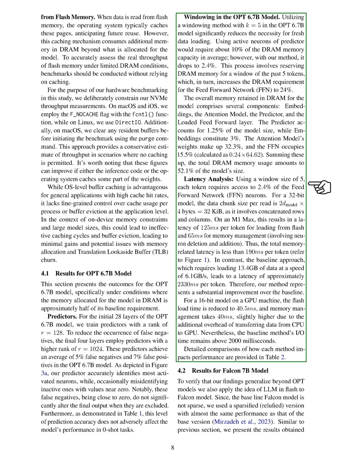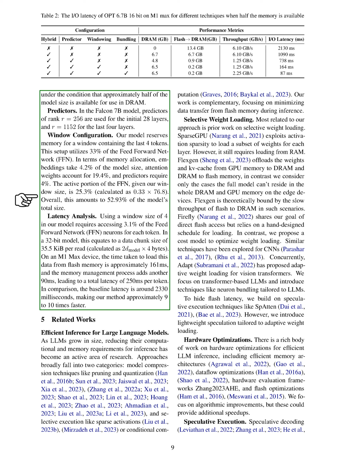In the Falcon 7B model, we used predictors of rank 256 for the first 28 layers, and predictors of rank 1152 for the last 4 layers. Our model was set up to reserve memory for a window containing the last 4 tokens. This setup used about a third of the feed-forward network, FFN. In terms of how the memory was allocated, embeddings took up about 4.2% of the model size, attention weights accounted for 19.4%, and predictors required 4%. The active part of the FFN, given our window size, was 25.3%. In total, this amounted to just over half of the model's total size.